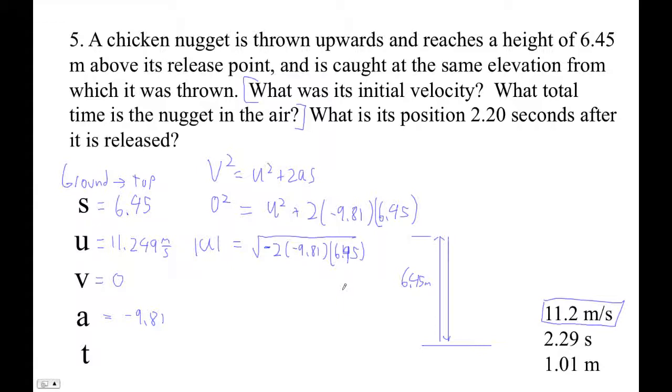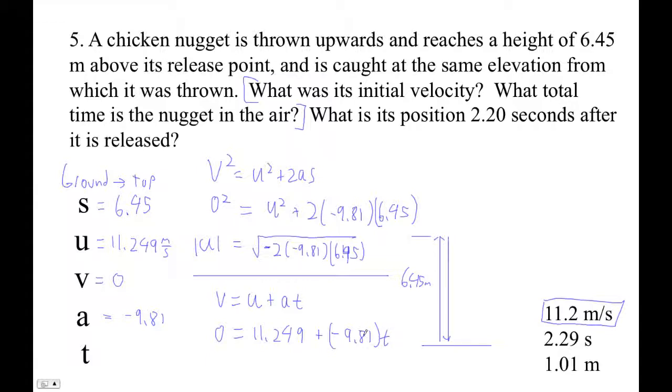And then we want to know the time that the nugget's in the air. We don't have a formula for no u, correct? So we don't really have a way to solve that directly. I will figure out the time to the top. Whatever that time is, the total time it's in the air is twice the time to the top, right? So let's use v equals u plus at. 0 equals 11.249 plus negative 9.81 times t.